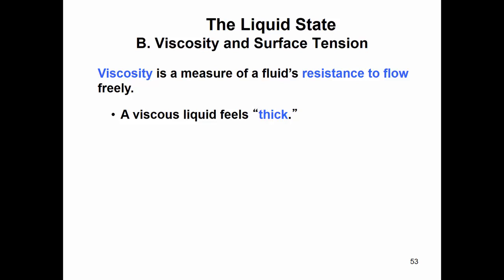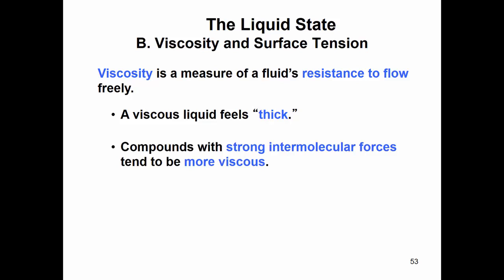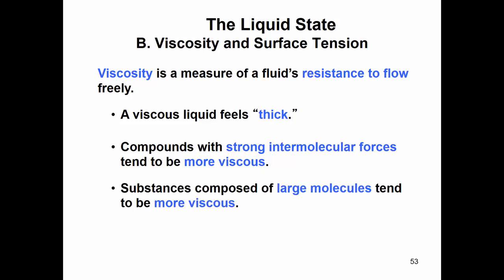All right, two terms. That's all these next two slides are. If something is viscous, we've probably all heard that before. It means that you're measuring the fluid's resistance to flow. So a viscous liquid feels thick. So compounds with strong intermolecular forces tend to be more viscous, and this makes sense. So what you would probably think. And if molecules are larger, they also tend to be more viscous, right? They're not going to flow as freely if they're bigger.